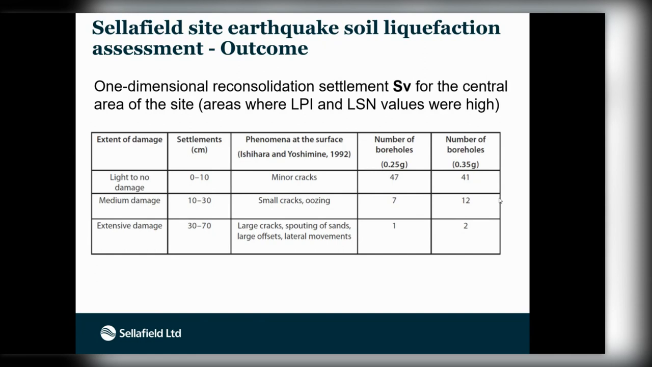We have to say that these vulnerability parameters have been derived from damage to surface and damage to buildings observed over, I would say, normal buildings. Structure and infrastructure on the Sellafield site are very robust, very well engineered. So we think that should liquefaction happen, the effect of that liquefaction would be even lower than these parameters suggest.